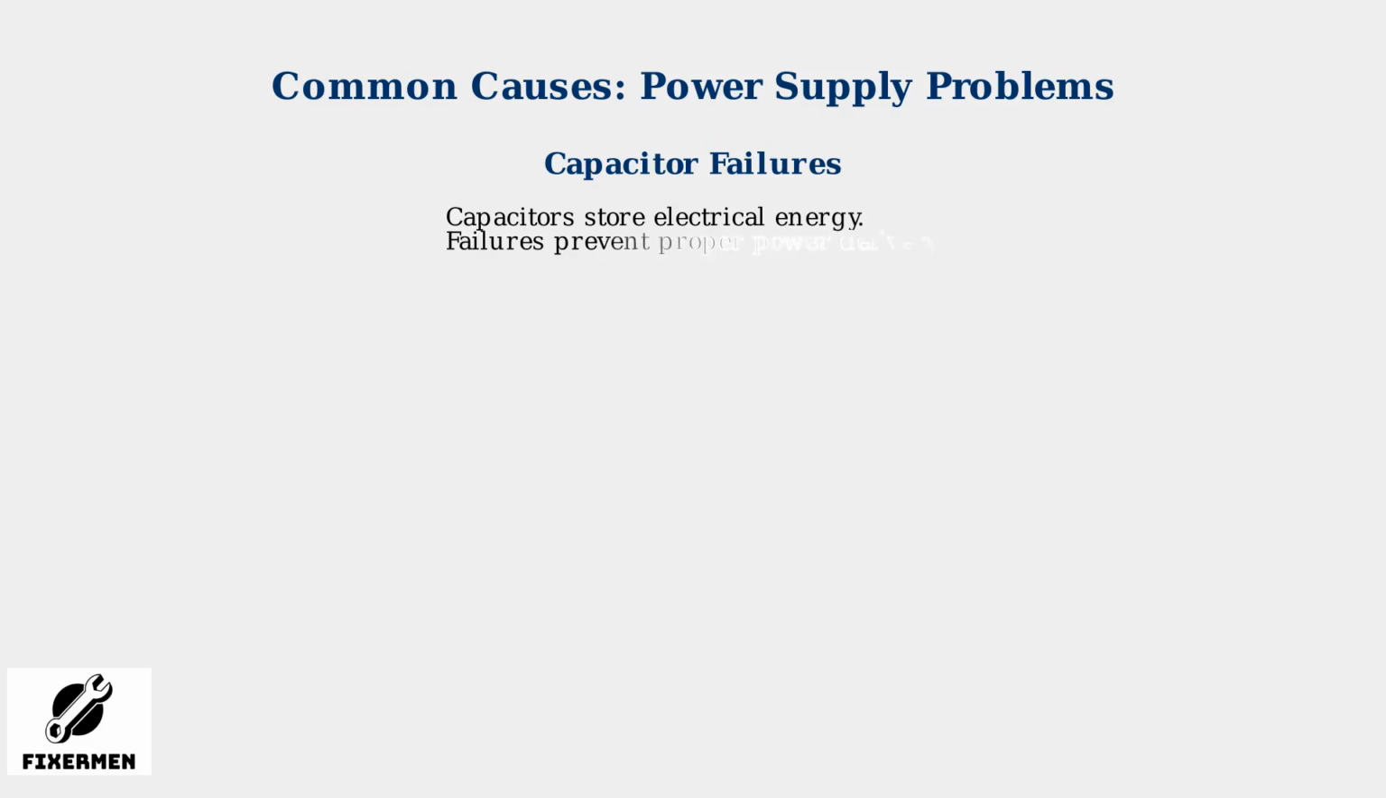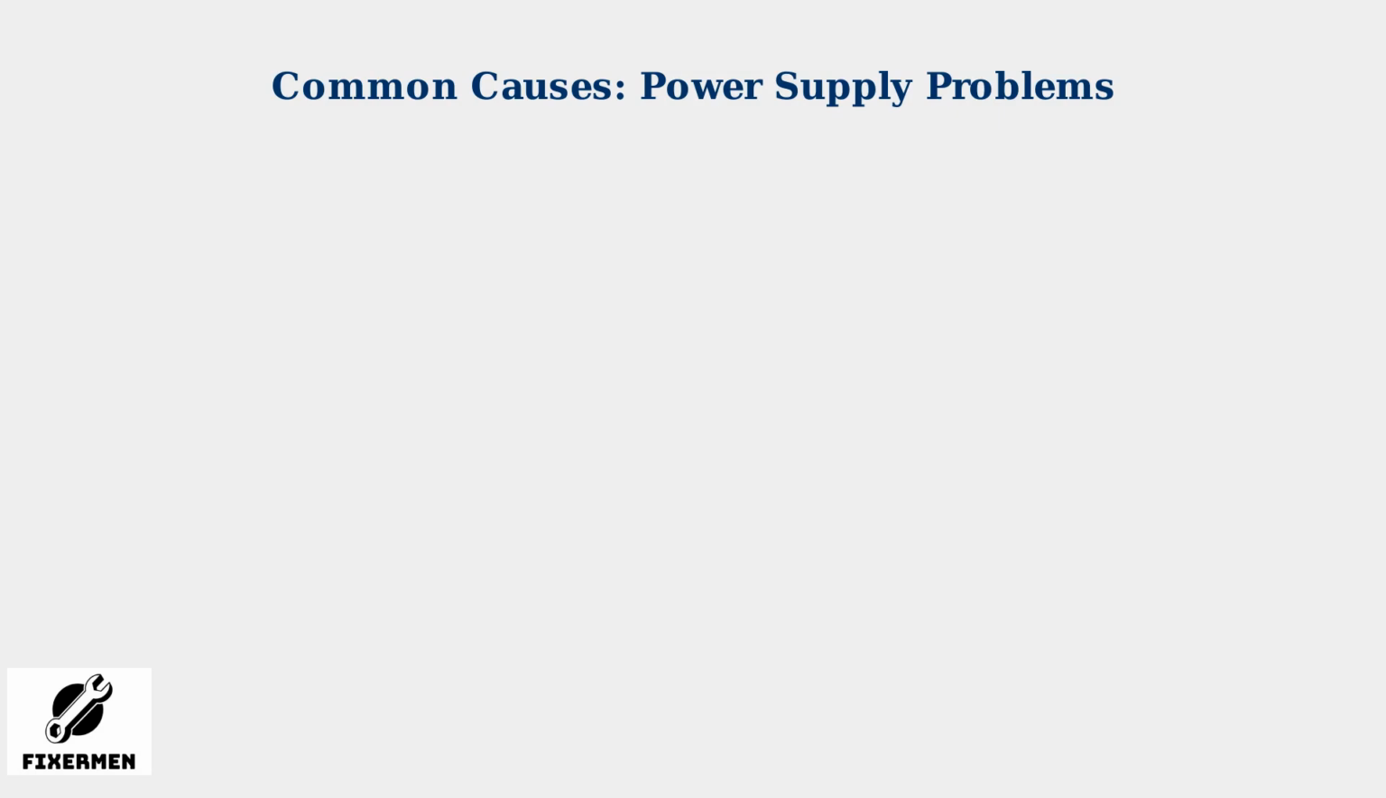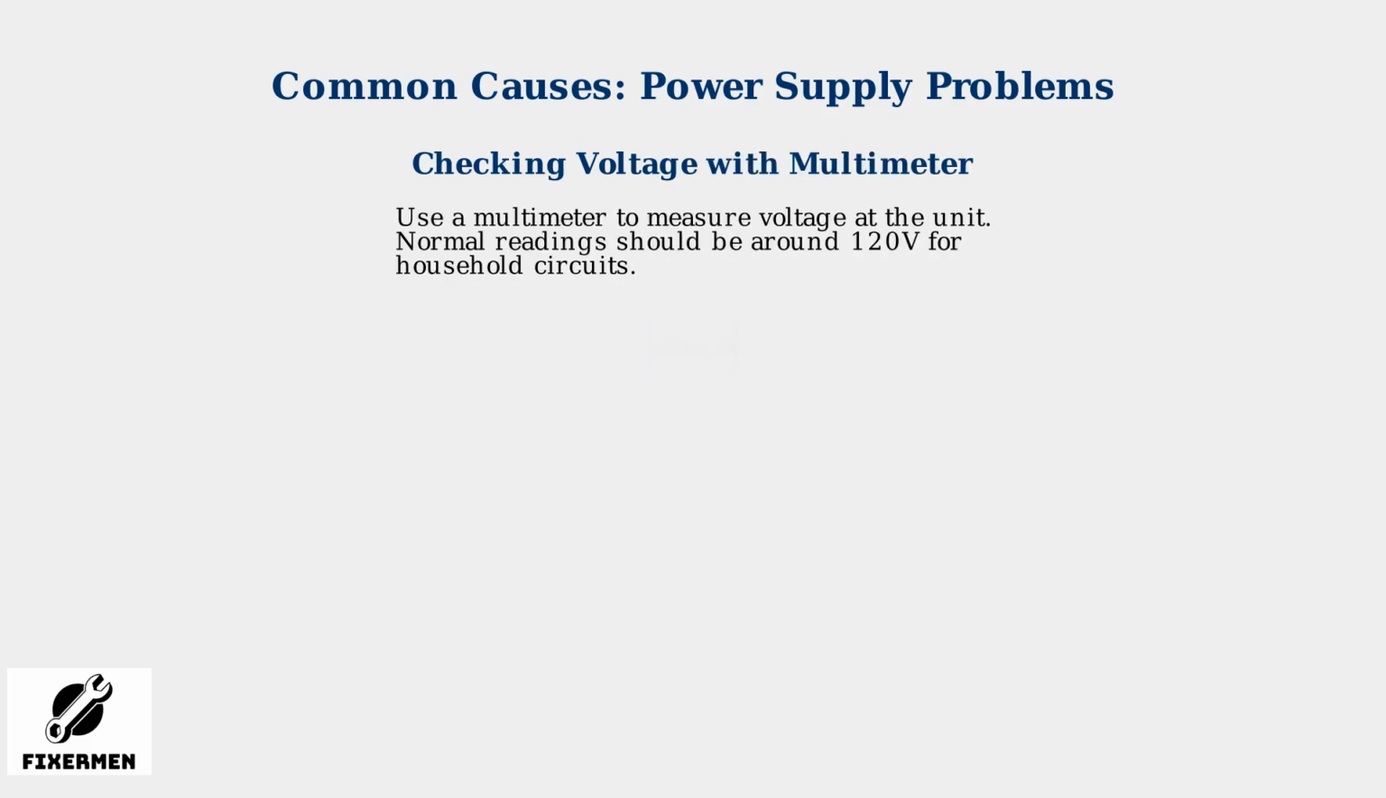Capacitor failures are a major cause of power supply issues. These components store electrical energy to smooth out voltage fluctuations. When capacitors fail due to age, overheating, or manufacturing defects, they can't deliver consistent power to the display and control board. To diagnose power issues, use a multimeter to check the voltage at the AC unit.